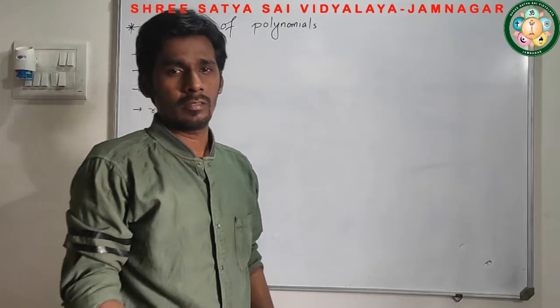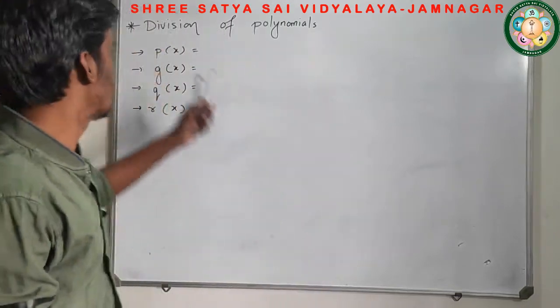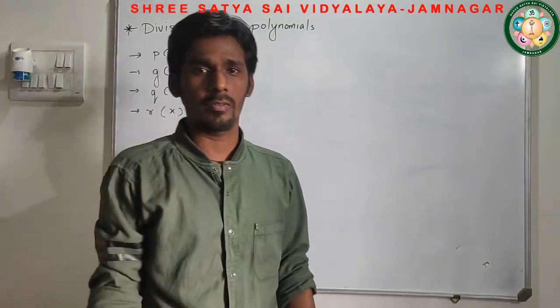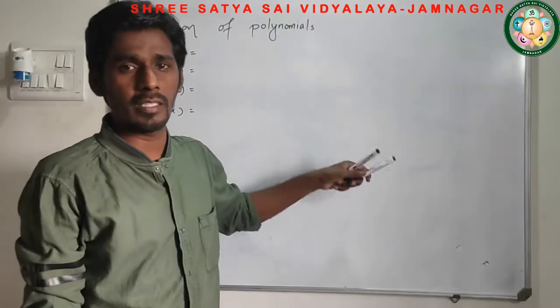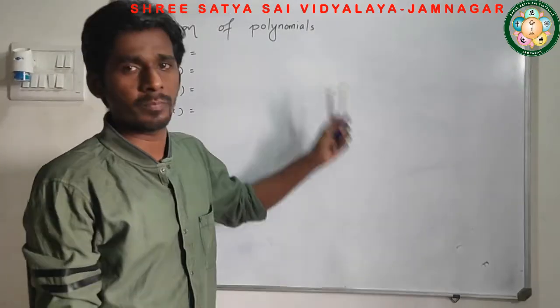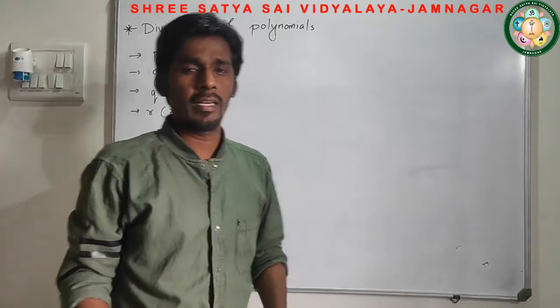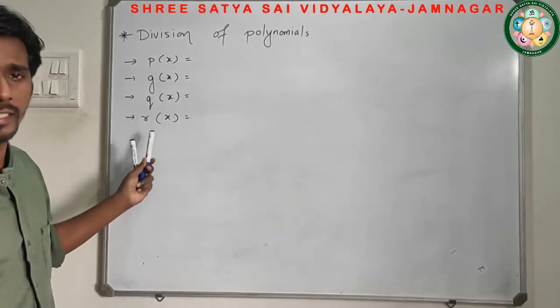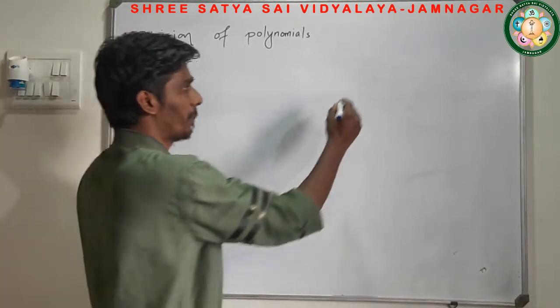Salam everyone. Today we are going to start with the next topic, that is division of polynomial. This is one of the most important topics of this chapter, as most of the remaining sums are based on division of polynomial. Let's try to understand these few terms, p of x, g of x, q of x and r of x, with one example.